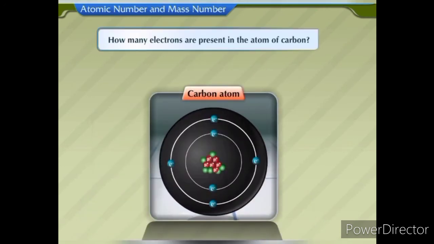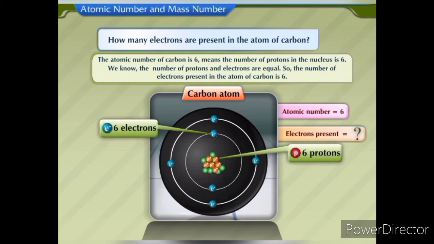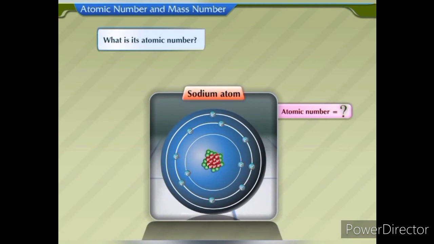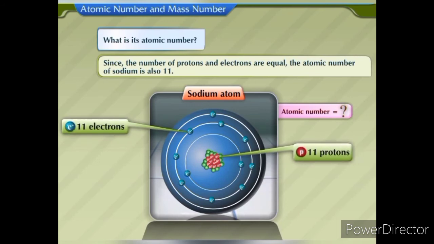How many electrons are present in the atom of carbon? The atomic number of carbon is 6. Means the number of protons in the nucleus is 6. We know the number of protons and electrons are equal. So, the number of electrons present in the atom of carbon is 6. What is its atomic number? Since the number of protons and electrons are equal, the atomic number of sodium is also 11.